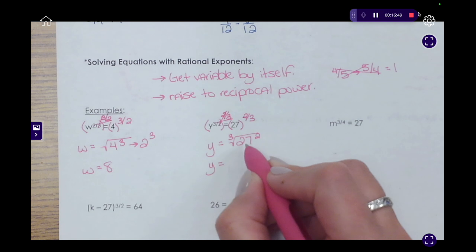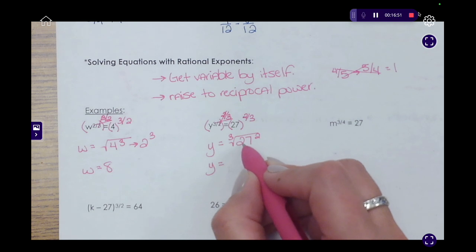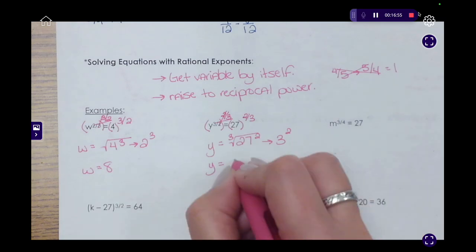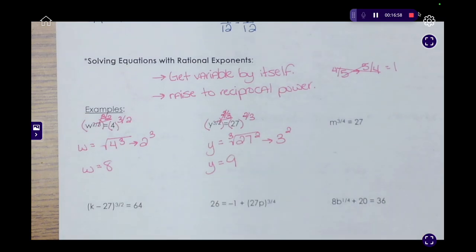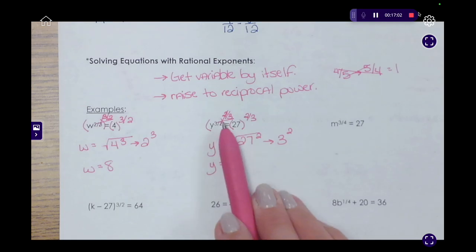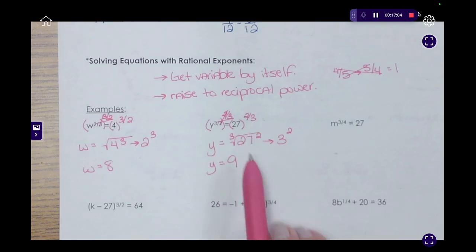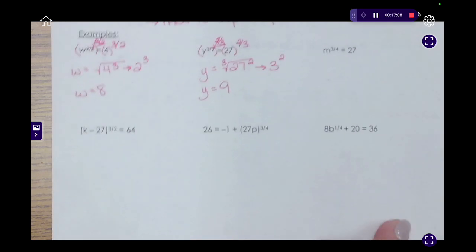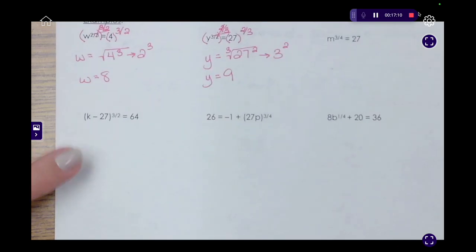So now looking at this, the cubed root of 27 means what times itself 3 times would give you 27. So that would be 3, and 3 squared is 9. So we're still using that same concept as we did on the front. Just make sure you're multiplying by that reciprocal power first, and then that sets up the radical for you to simplify.